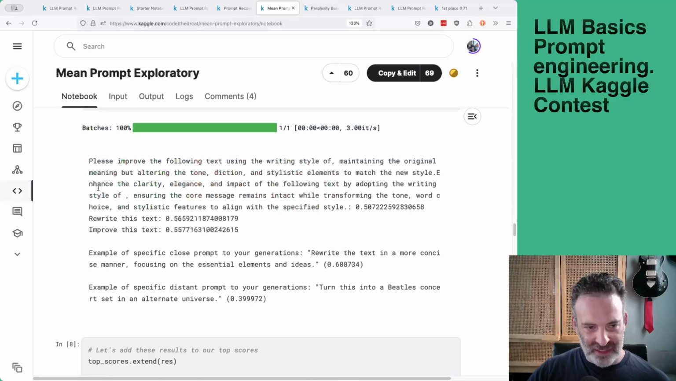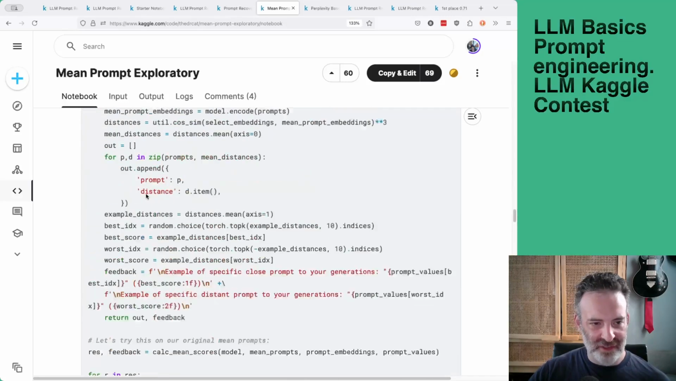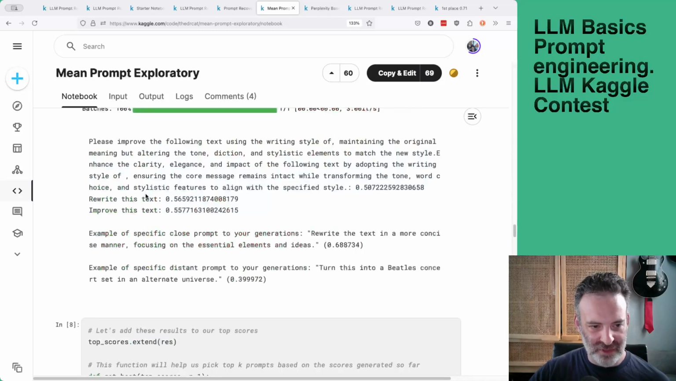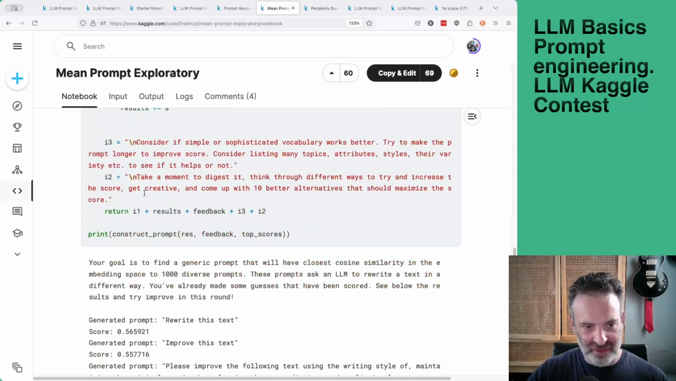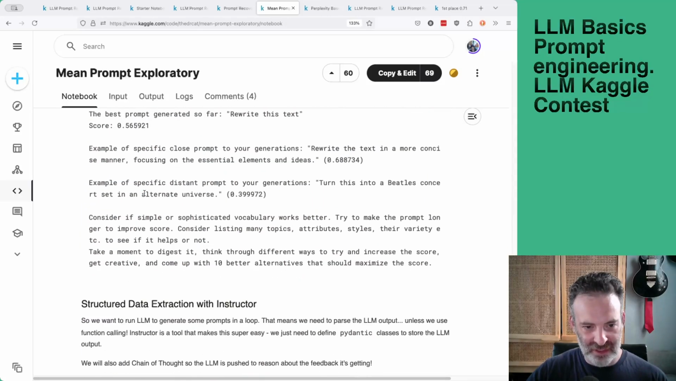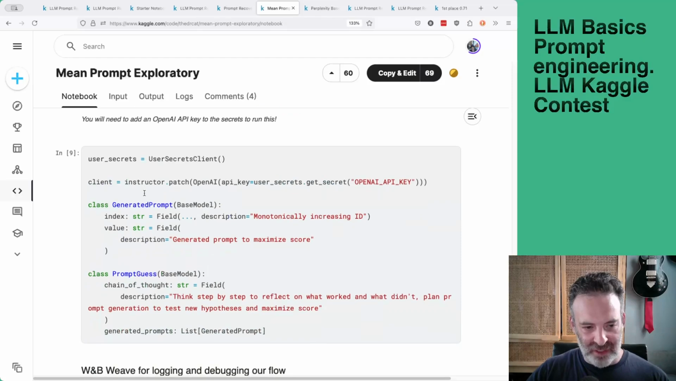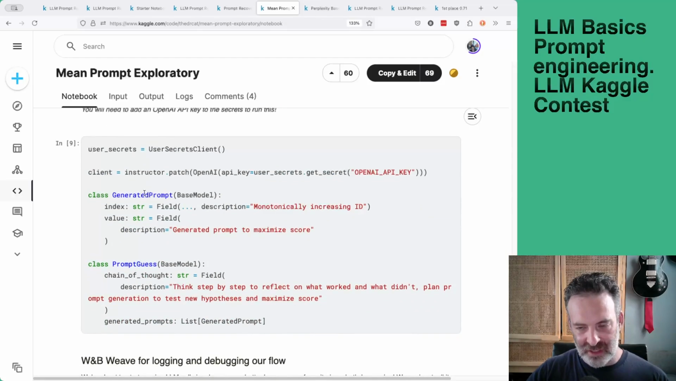And here he actually has it written in a loop to have the LLM score it, get feedback, and figure out how to get closer and closer to the mean of where the prompts are. But even weirder than that, so this is dealing with text, right? This is what everybody in the competition was looking at: how to do this textually.